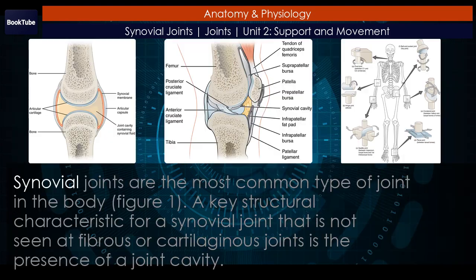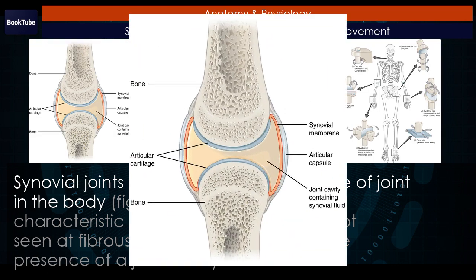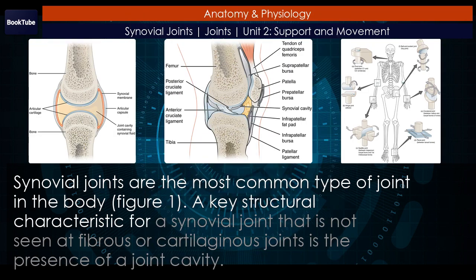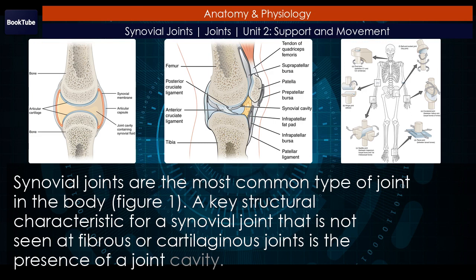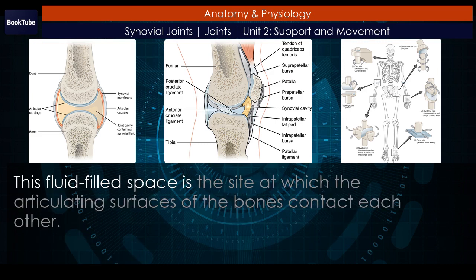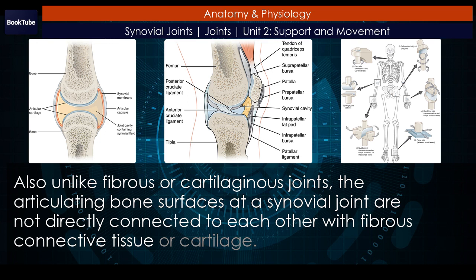Synovial joints. Synovial joints are the most common type of joint in the body. A key structural characteristic for a synovial joint that is not seen at fibrous or cartilaginous joints is the presence of a joint cavity. This fluid-filled space is the site at which the articulating surfaces of the bones contact each other. Also, unlike fibrous or cartilaginous joints, the articulating bone surfaces at a synovial joint are not directly connected to each other with fibrous connective tissue or cartilage.